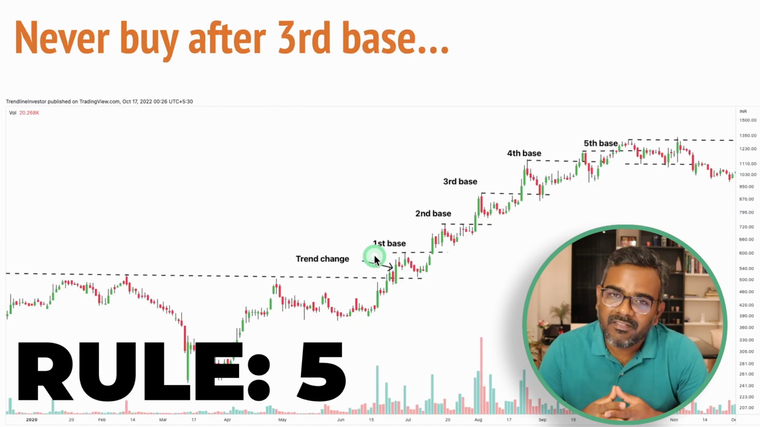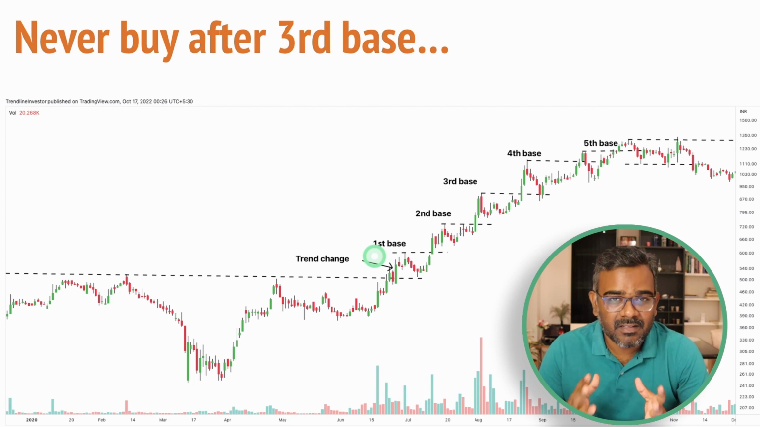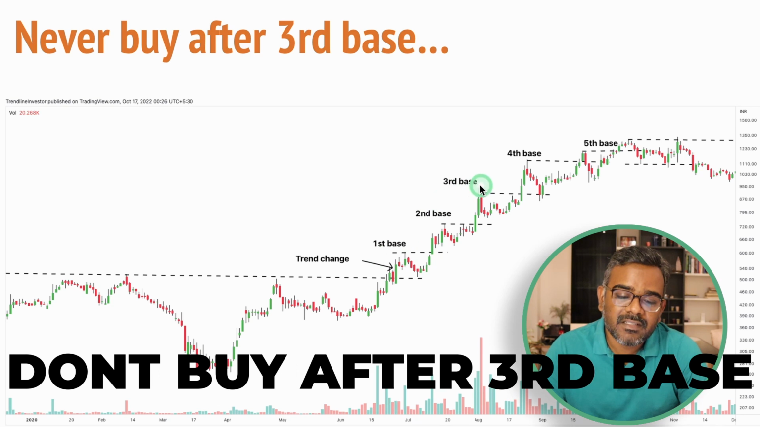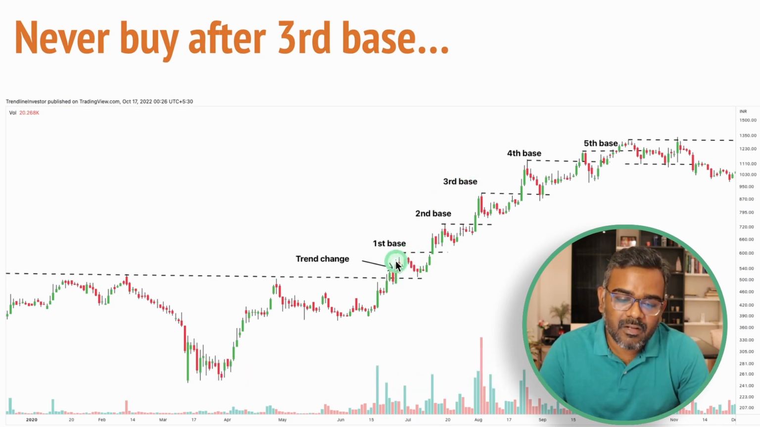Now, this is a very, very important rule. You might not have heard this in any of the videos before, but probably you have read some of the books, but I've never seen any of them covering this important rule. So never buy a stock after the third base. Now, what's a base? A base is nothing but a stock after a breakout. It does consolidate for a few days before it again breaks out from that zone and again heads higher.